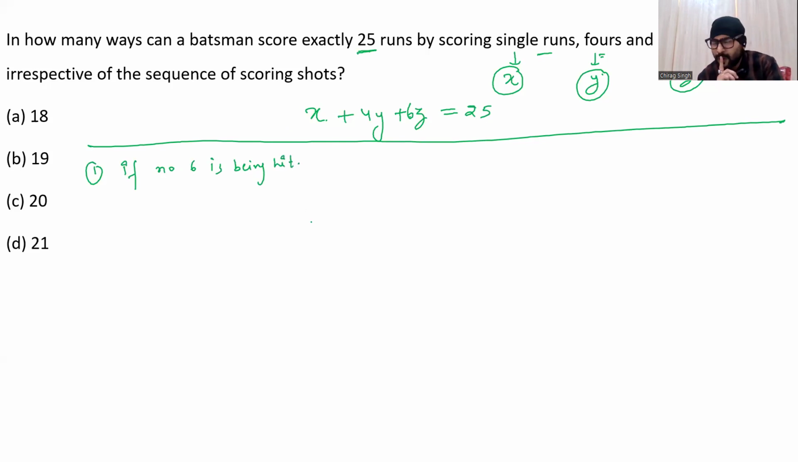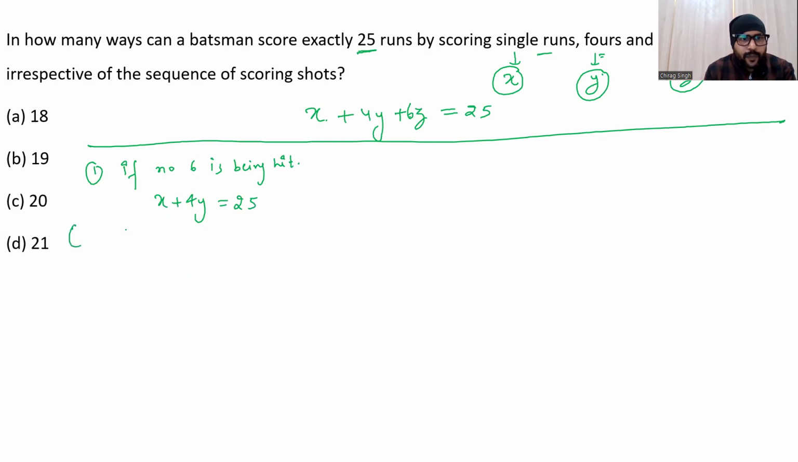ठीक है, अब देखो यहां पर अगर मैं ये कहूं कि मैंने एक भी 6 नहीं मारा, तो मेरे पास इक्वेशन रिड्यूस होकर रह जाएगी x plus 4y is equal to 25, which means all the runs have to be scored with what? Singles and fours.